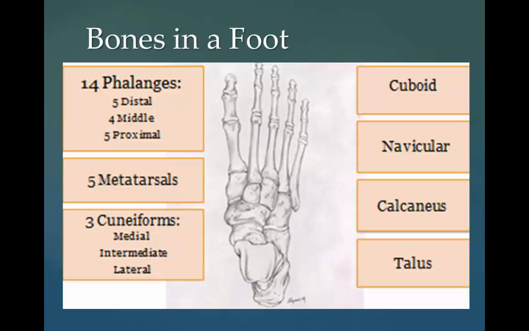The metatarsals and phalanges look much the same as the metacarpals and phalanges in the hands. The toes are counted 1 through 5, starting at the big toe and working towards the pinky toe. The first toe has 2 phalanges, a proximal and a distal. Toes 2 through 5 have 3 phalanges each, a proximal, middle, and distal phalange.